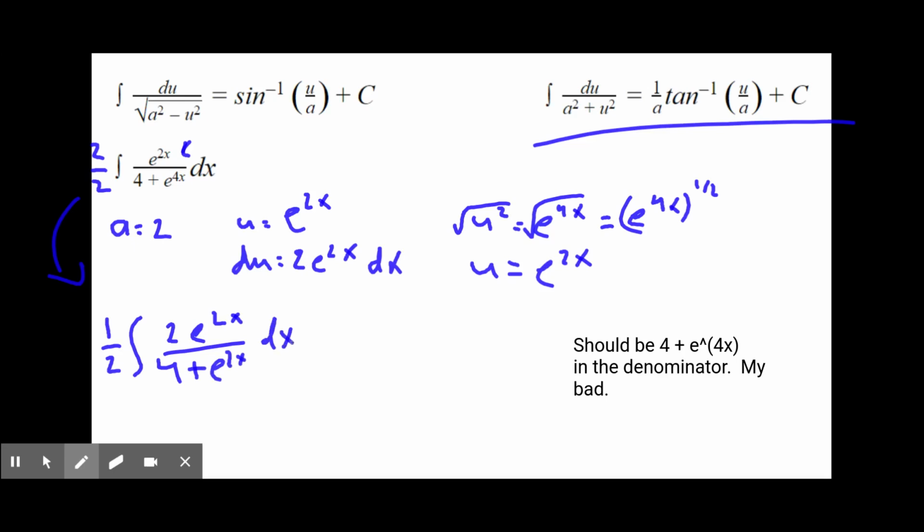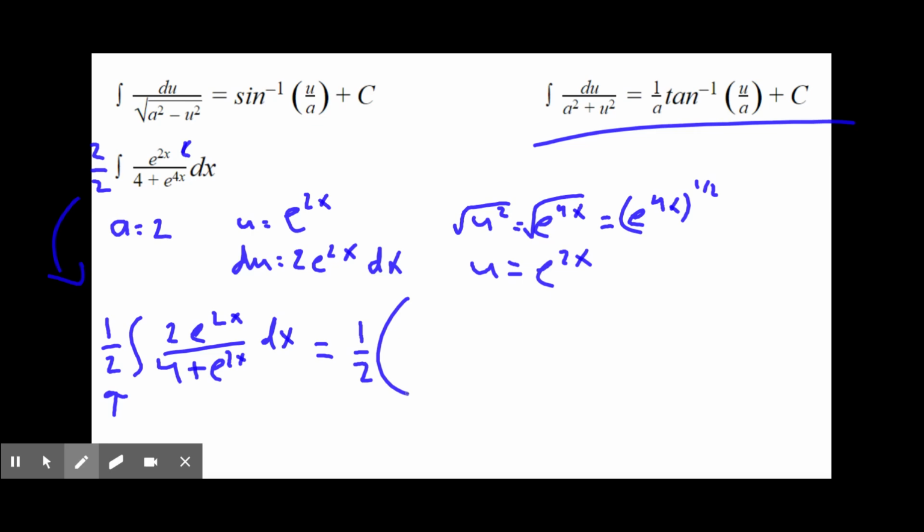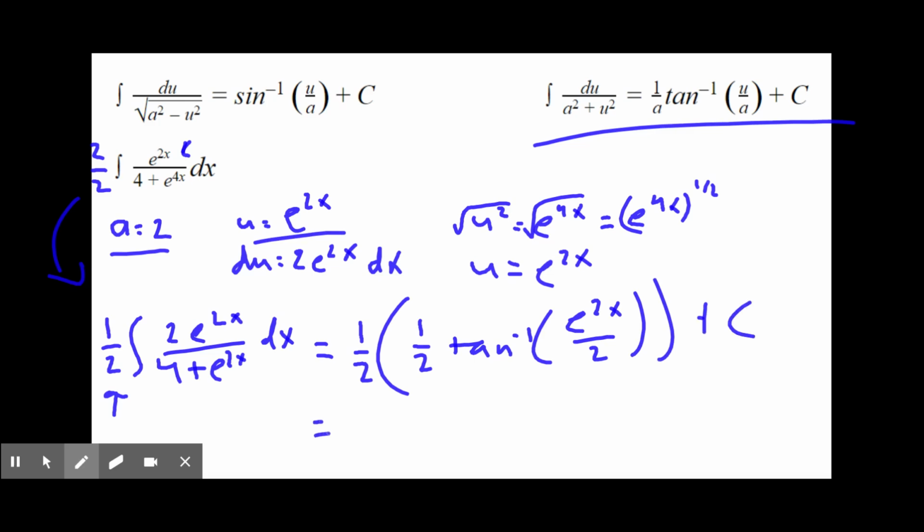Okay? Now it's set up perfectly, right? Now I still have the same a and the same u, but now my du is perfectly what it's supposed to be on top right there. It's supposed to be 2e to the 2x. So now I can go ahead and apply my rule. The 1/2 has to go along for the ride, so I put that out front. And then 1 over a, well, a is 2, so I actually have another 1 over 2 there. Then inverse tangent of u over a. Remember, u is e to the 2x, so it becomes e to the 2x over 2 plus c. And of course, I can multiply the half and the half together to get 1/4 inverse tangent of e to the 2x over 2 plus c. So there you have it.